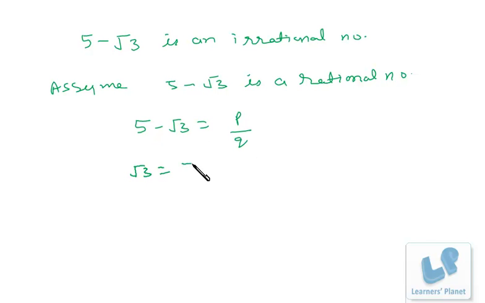Root 3 is equal to 5 minus p by q, right? Now this is a very important concept, just listen to me carefully. See, 5 is a rational number and p by q is also a rational number. So if we take the difference between a rational number and a rational number, we will get a rational number, right? That means the right hand side is a rational number.